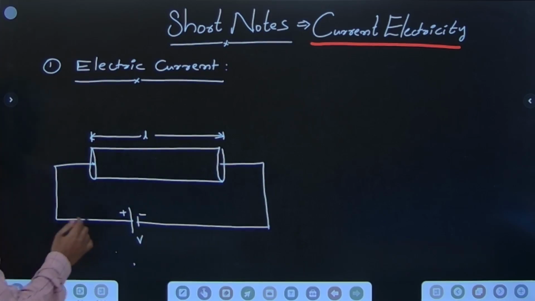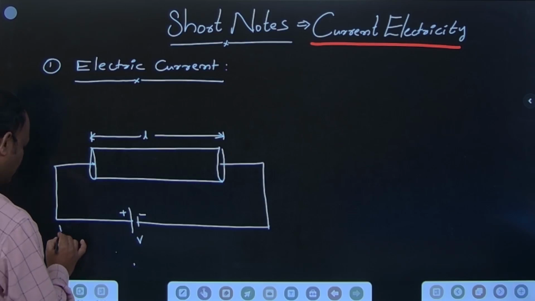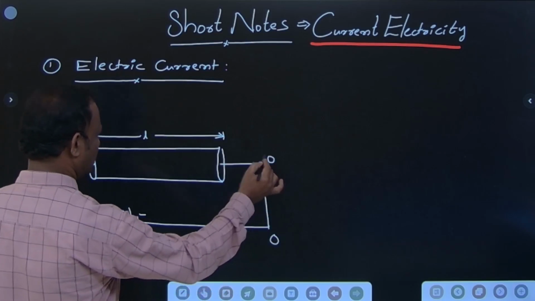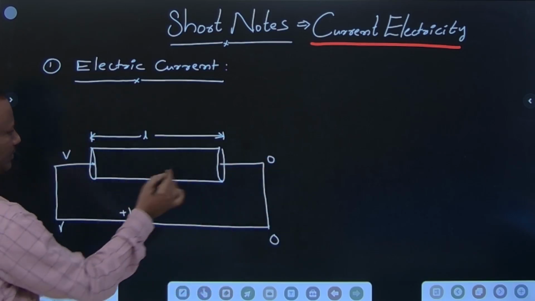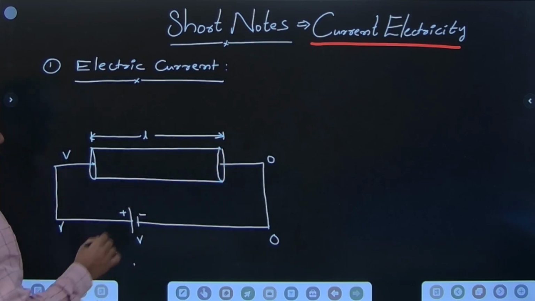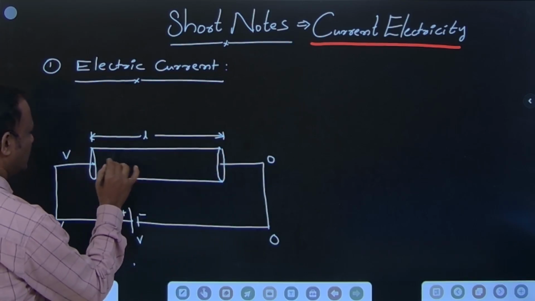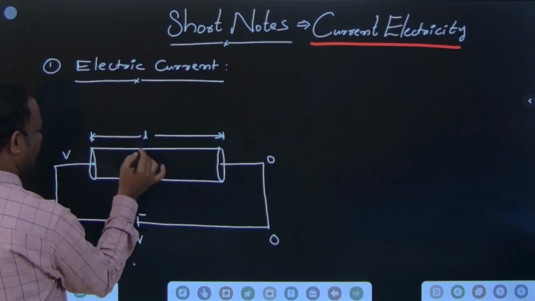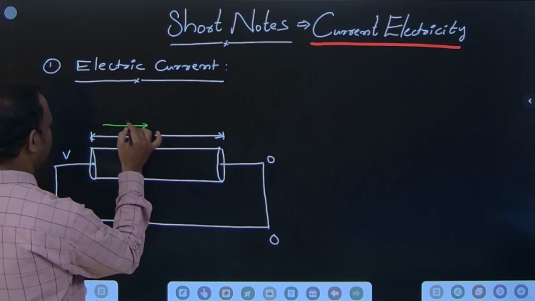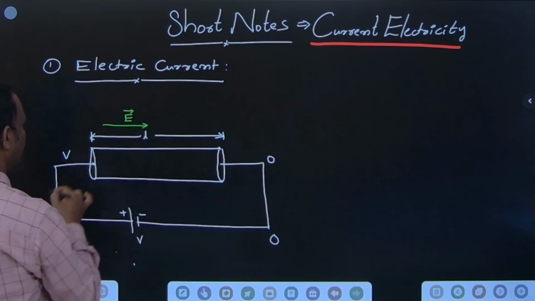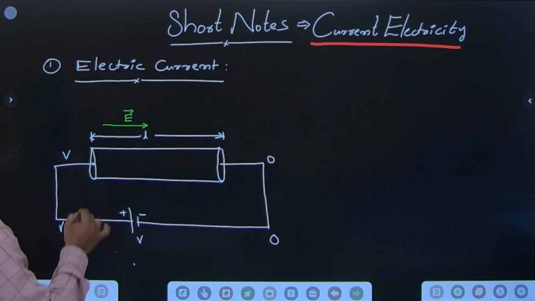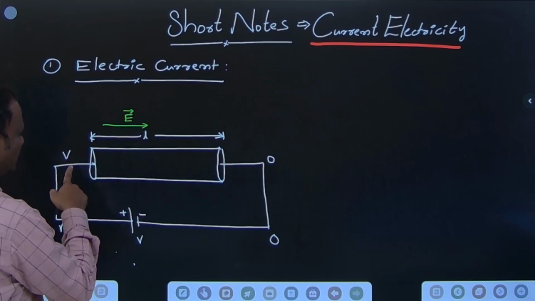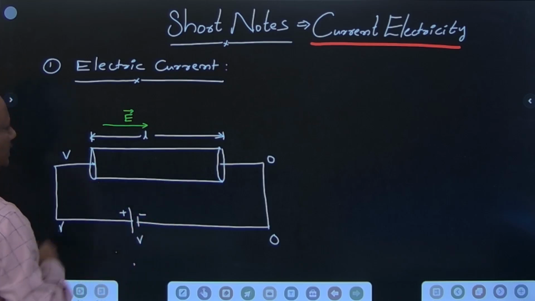So when a potential difference is created, one end is at V and the other is at 0. When a potential difference is created, an electric field is created in the conductor. The direction of the electric field is from the higher potential to the lower potential.